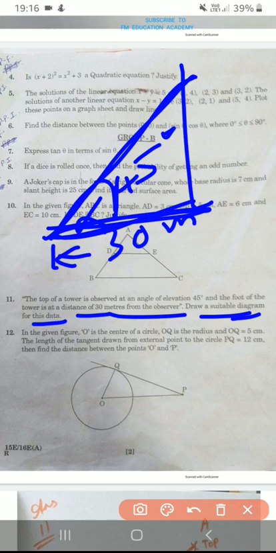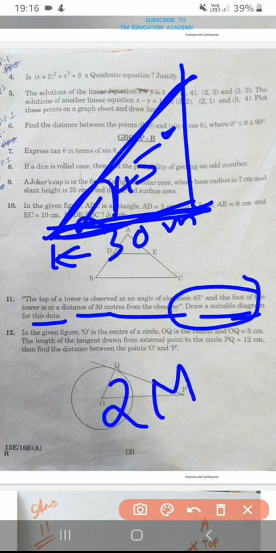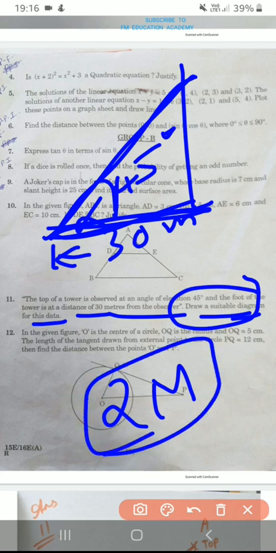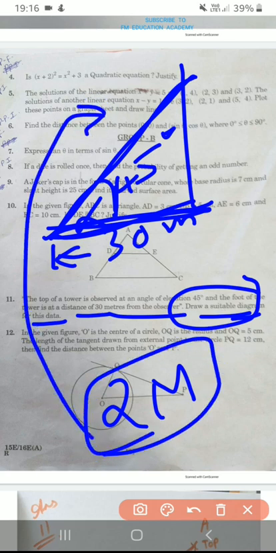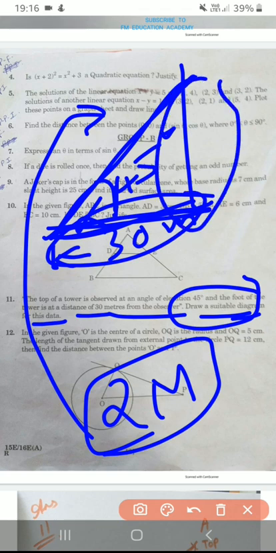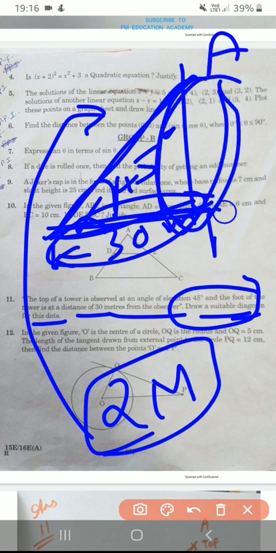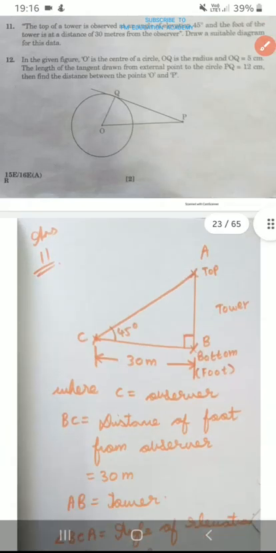So here it is asking me to draw a suitable diagram, but generally whenever it asks 2-mark questions in applications of trigonometry, you have to draw the diagram as well as say what is what. Like for example, what is tower AB, what is the angle ABC, like that you have to say. You don't have to solve it, you just have to draw and say. For that you will get 2 marks.